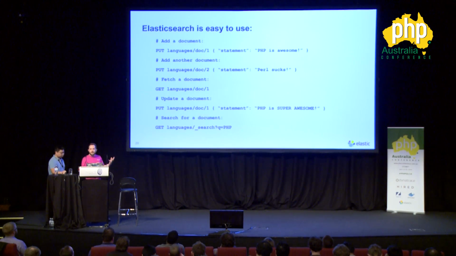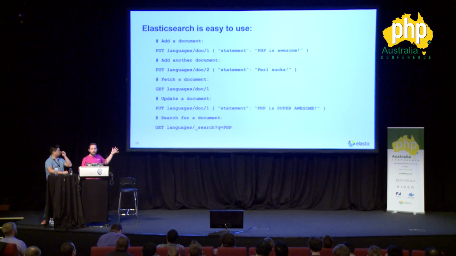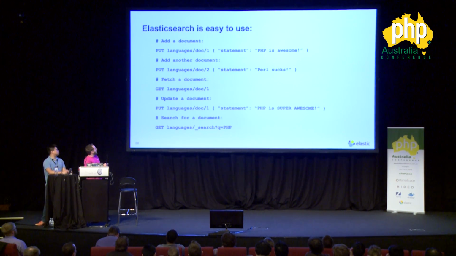And that's basically it, it's just a REST API. It's JSON in, JSON out. And this is just some pseudo examples of how you'd interact with Elasticsearch. In the first case here, we're just inserting a document. We use an HTTP verb, PUT, into this index, this type of document, and this is its ID, and this is our statement.